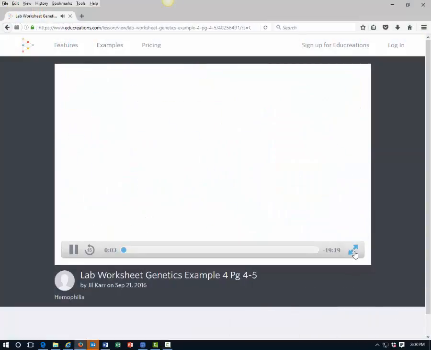Our last example of a type of inheritance pattern is looking at sex-linked traits. If you recall from the PowerPoint, sex-linked traits are those traits that are carried on either the X or the Y chromosomes, which are the sex chromosomes. In most cases, the disease alleles that are sex-linked are carried on the X chromosome. The one we're going to look at in example number 4 is hemophilia.